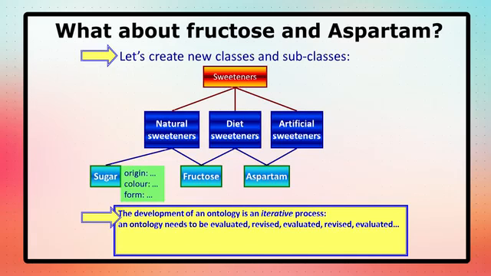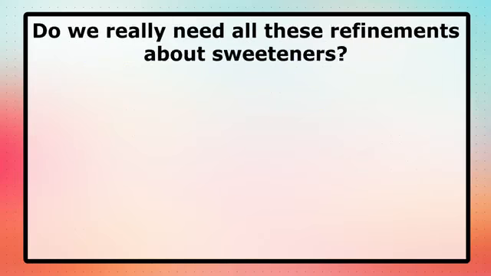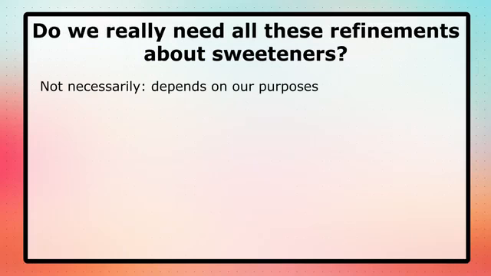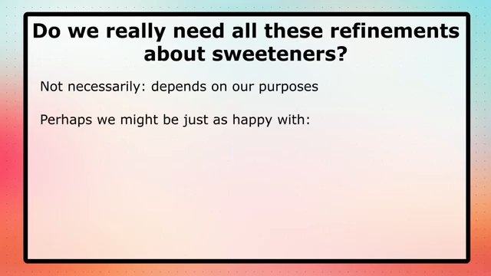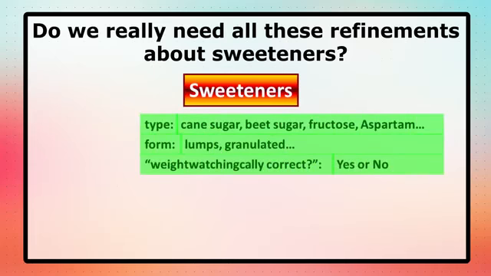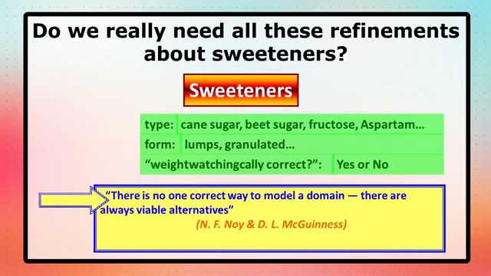The development of an ontology is an iterative process. An ontology needs to be evaluated and revised continuously. Do we really need all these refinements about sweetness? Not necessarily. It depends on our purpose. Perhaps we might be just as happy with sweetness. There are several types: cane, beet, fructose, aspartame. Several forms: lumps, granulated. So there is no one correct way to model a domain. There are always viable alternatives.